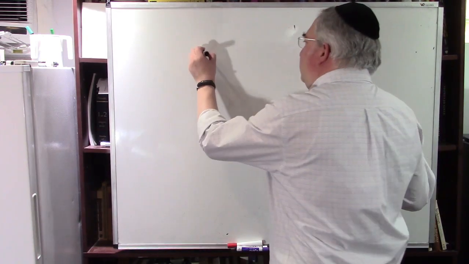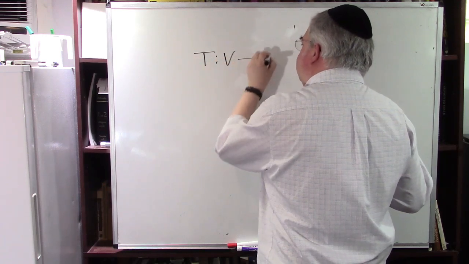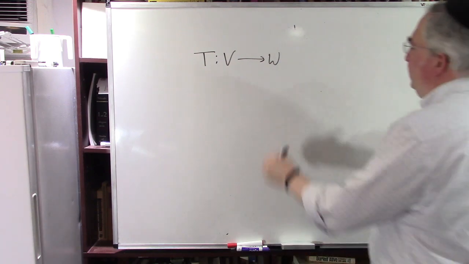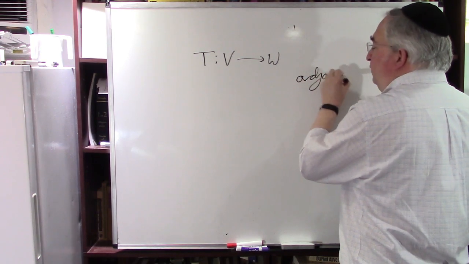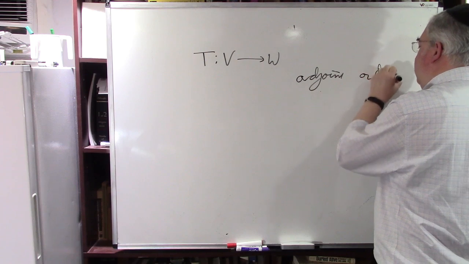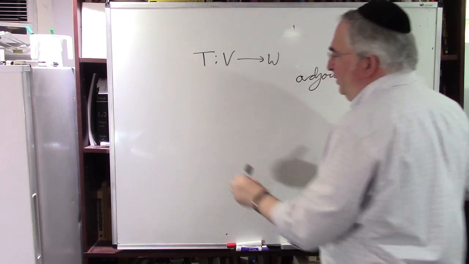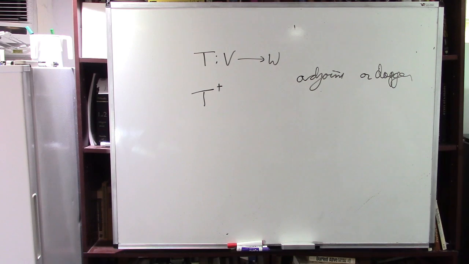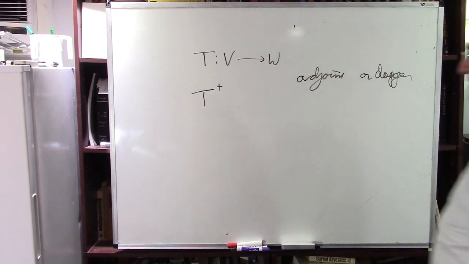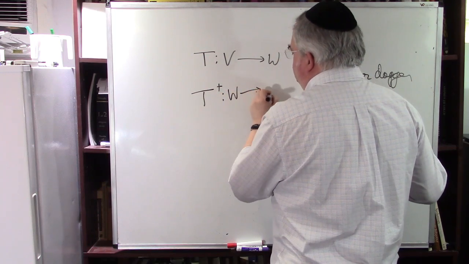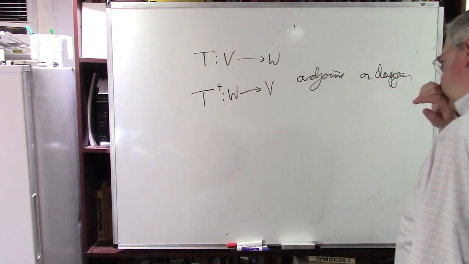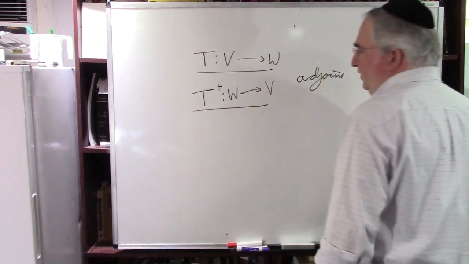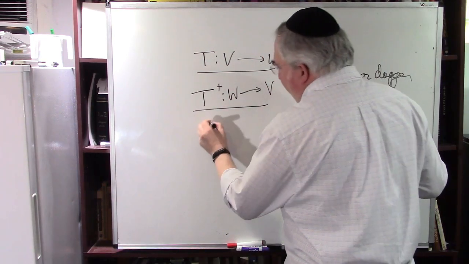New topic. T goes from V to W. So that's a bounded operator. And we could talk about the adjoint. Oh, we see that word again. Or dagger of the operator. So we're going to talk about T dagger. The dagger goes the other direction, W to V. So let's just go through this. Given this, there might exist this. We'll talk about when it exists or doesn't exist, if the following is satisfied.